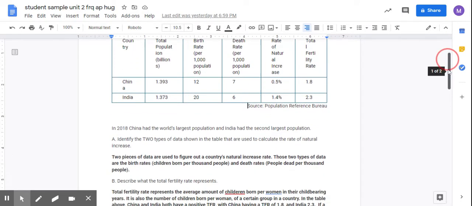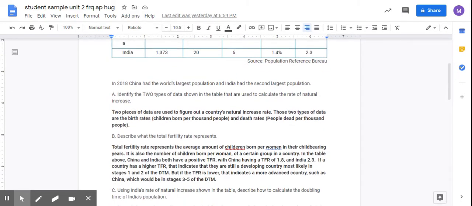So now, it always gives you a caption. This is like the prompt right here. It says, in 2018, China had the world's largest population, and India has the second largest population. So you might be able to use that. It might be something you could use, or it's going to come back to in these questions.